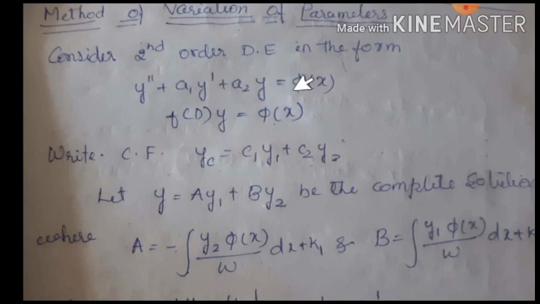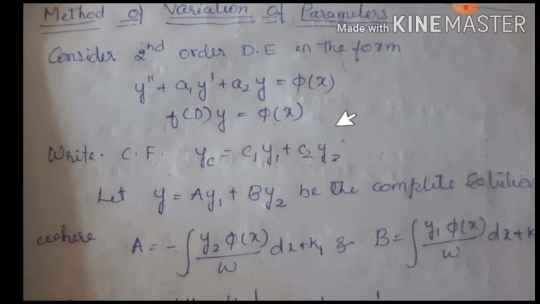Consider a differential equation of order 2. Write it in the general form of a function of D, and we know to write the auxiliary equation, solve it, and based on the roots, write the complementary function. The general form of the complementary function is c1y1 plus c2y2. You get y1 and y2 based on what type of roots you get in the auxiliary equation.